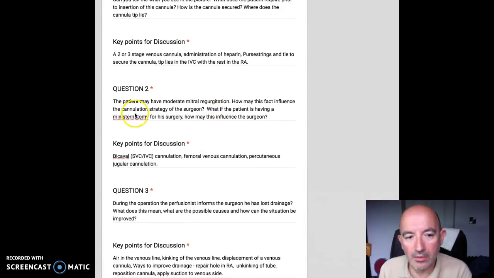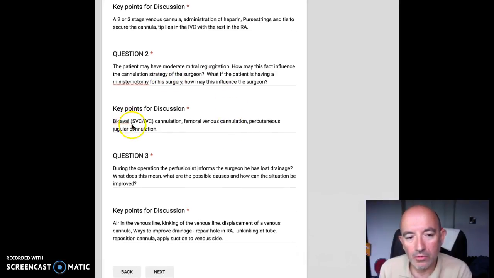Then the second question is, the patient may have moderate mitral regurgitation. How may this influence the cannulation strategy of the surgeon? Or what if the patient is having a mini sternotomy for his surgery? How may this influence the surgeon? So talk about alternative ways of cannulation, bicaval as well as the IVC, or femoral venous cannulation, percutaneous jugular cannulation.